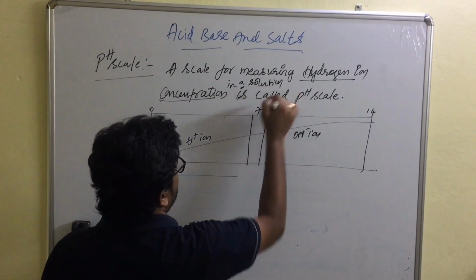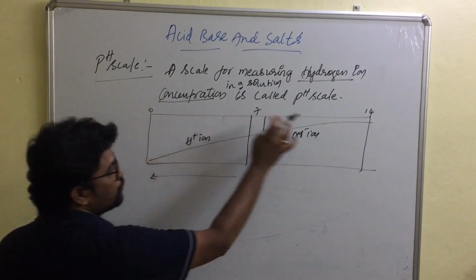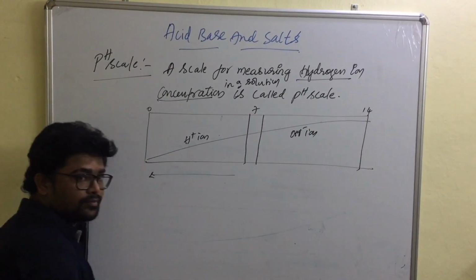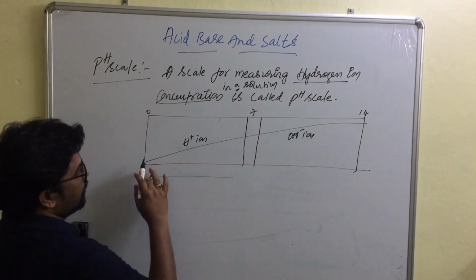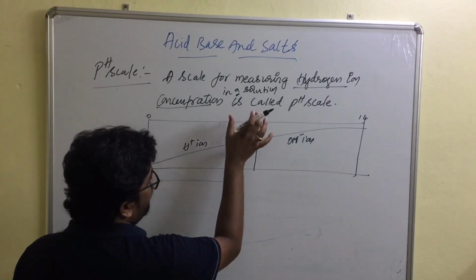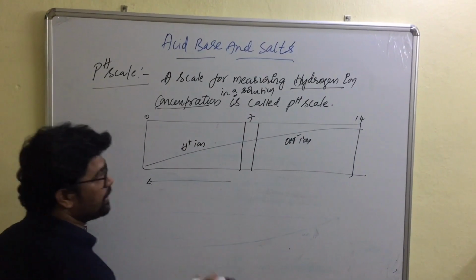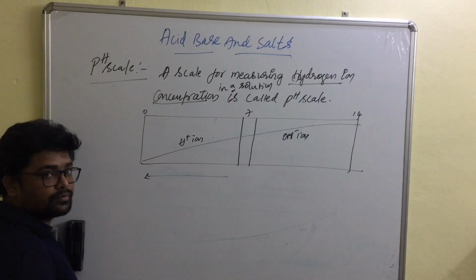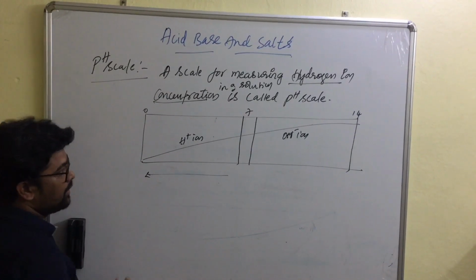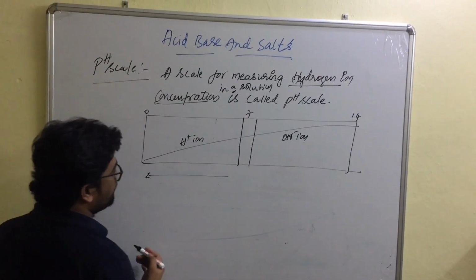The pH scale has values from 0 to 14. These values indicate the number of hydrogen ions in a solution. That is what we call the pH scale. It has values from 0 to 14.